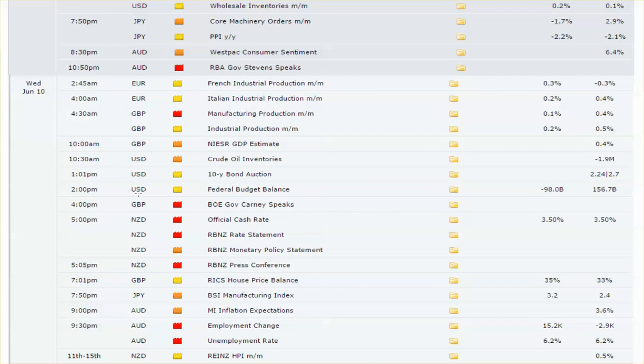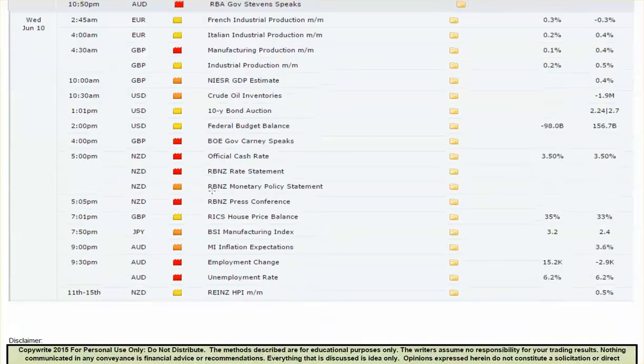In terms of tomorrow, we have crude oil inventories at its usual time and place, and there are some bond auctions and the like, but there's nothing else really of note in the U.S.